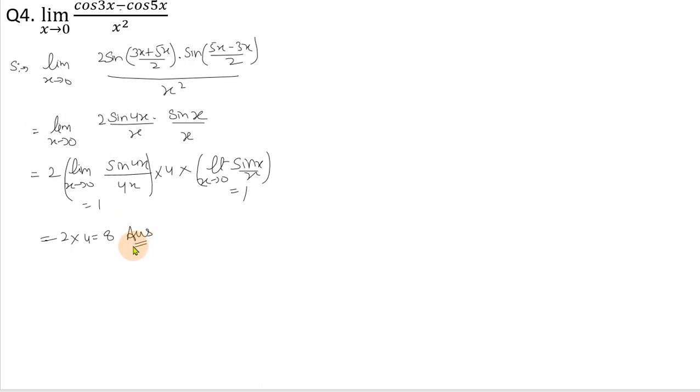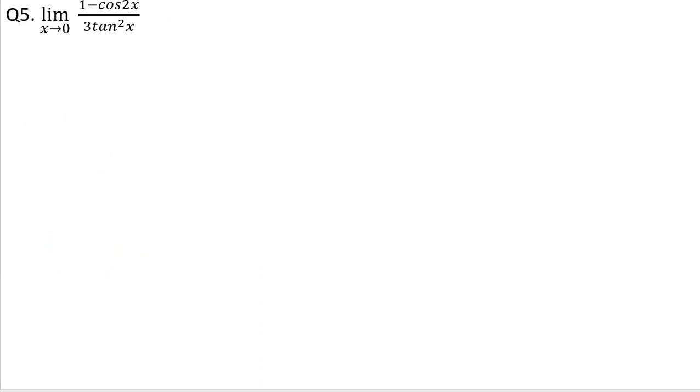So you have to keep in mind all the formulas of trigonometry which you have already studied. Let's move to the next question. Question number 5. Here we have limit x approaches to 0, 1 minus cos 2x upon 3 tan square x. So again we are using the formula for cos 2x, which is cos 2x equal to 1 minus 2 sin square x. So 1 minus cos 2x equal to 2 sin square x.